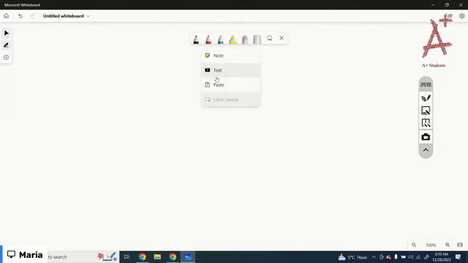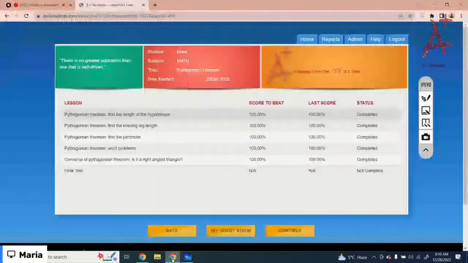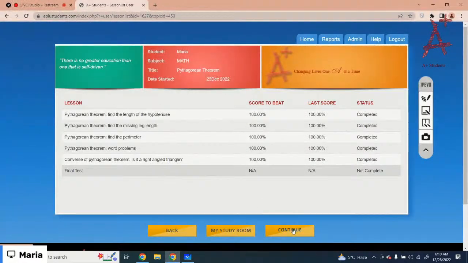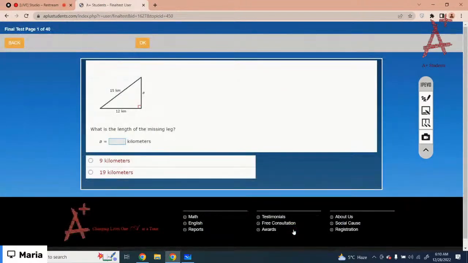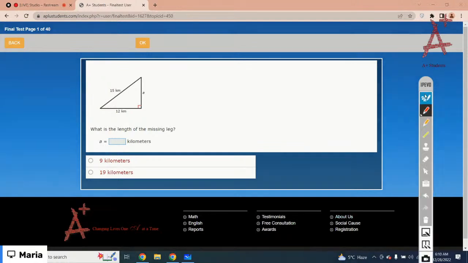Okay, the next one is the final test for the chapter. So let's just start with the final test. Okay, you are given with the right angle triangle. You have to find the length of the missing side. This is the side C, A is the missing one, and B. So you can use the Pythagorean theorem, that is C square equals A square plus B square.